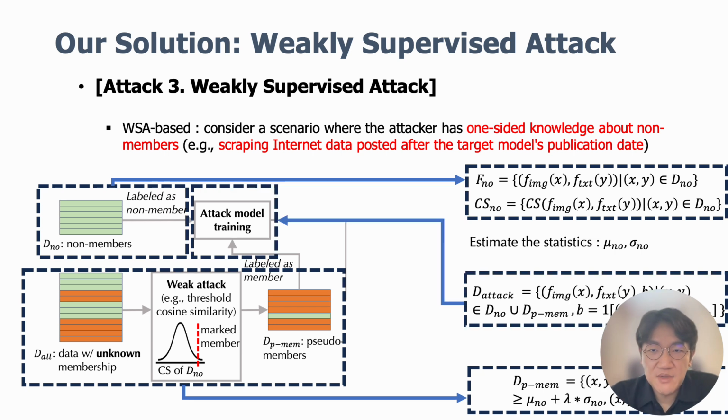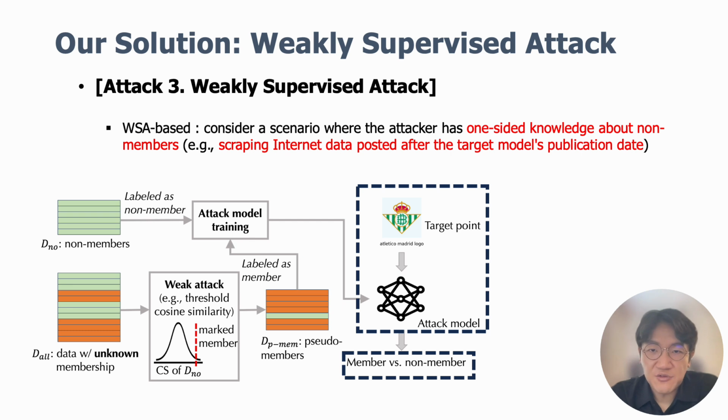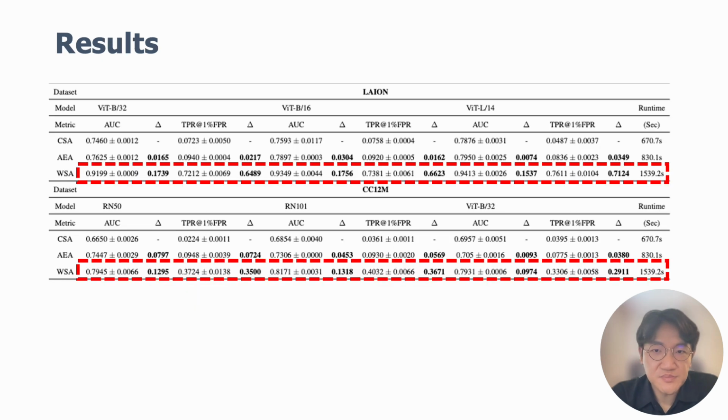After collecting member and non-member samples, we train a binary classifier to determine membership states for inference samples. After training the attack model, we use it to decide the membership information for the inference samples.